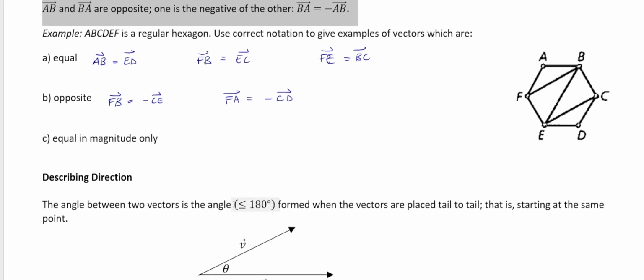Equal in magnitude, so just which ones have the same length, and we're not really looking at direction here. Okay, well, AB, if it's in a regular hexagon, then all the sides are the same. That magnitude is the same as the magnitude of BC. Similarly, the magnitude of CE is equal to the magnitude of BF.